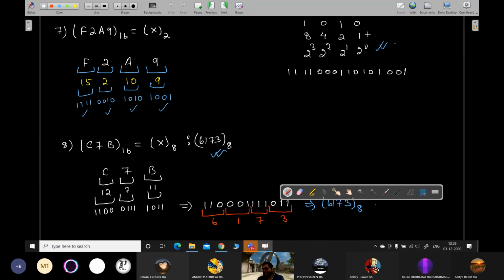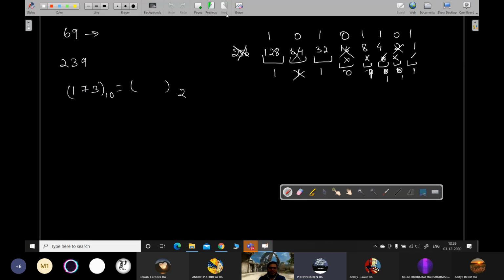Sir, in 173, 1 won't be added. See, 128 plus, but 32, it is an odd number, so it has to be added. See, 132 plus 128 plus 32 gives you 160, 168, 172, 173. Correct. Okay, sir, my fault, sir. So this is how you do calculations.